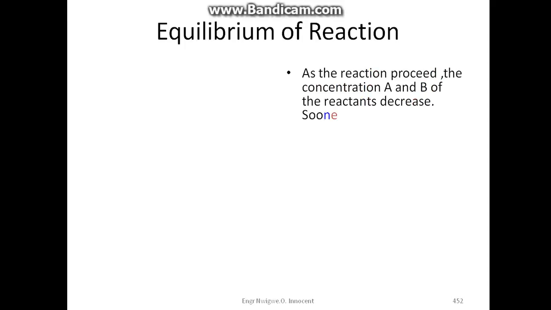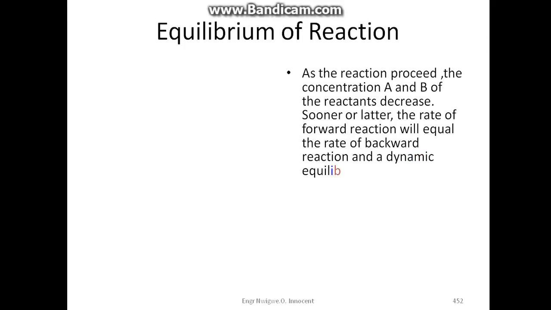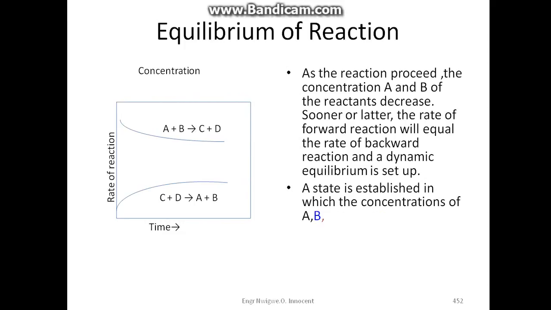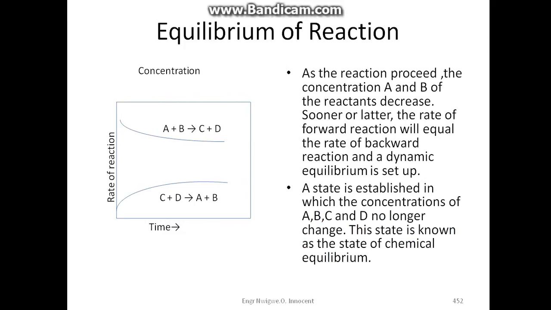For the concentration graph, plotting the rate of reaction against time, A and B give C and D, and C and D give A and B. As the reaction proceeds, the concentration of A and B, the reactants, decreases. Sooner or later, the rate of forward reaction will equal the rate of backward reaction, and a dynamic equilibrium is set up. A state is established in which the concentrations of A, B, C, and D no longer change. This is known as the state of chemical equilibrium.